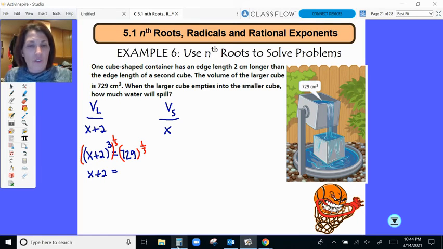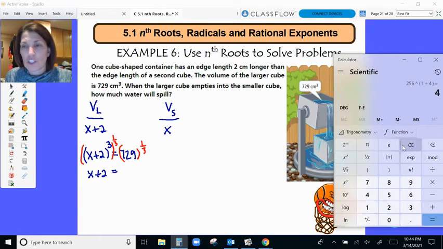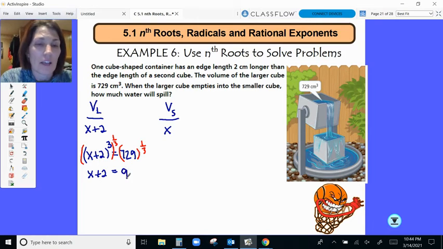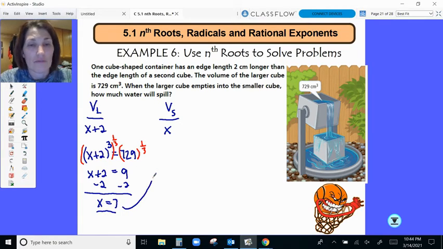and now let's take a look at our calculator and see what the cube root of 729 is. We type 729, then x to the y power, and we take 1 divided by 3, that tells me the 1/3 root, and that is 9. So 9 times 9 times 9 is 729. And then I can subtract 2 from each side, and x equals 7. So if x equals 7, that means the smaller edge is 7.